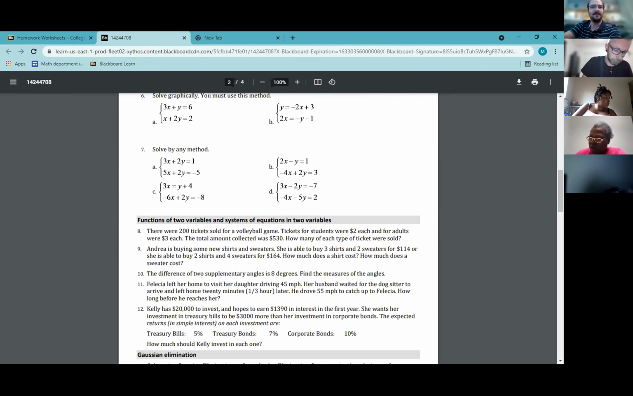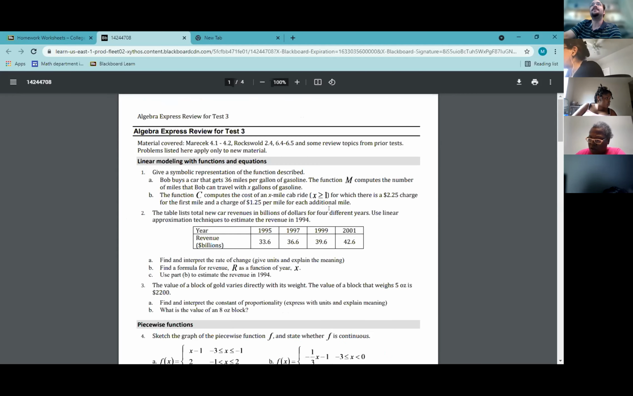All right, so let me open up the rooms. Teacher, can you take a look at number 2? Number 2, what is that? It's the tables, listing the years. Okay, so if they want the rate of change, what is the rate of change? The rate of change is like the revenue by years. Yeah, what do we also call that?